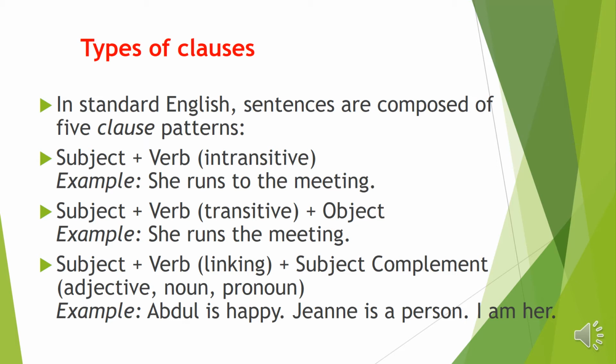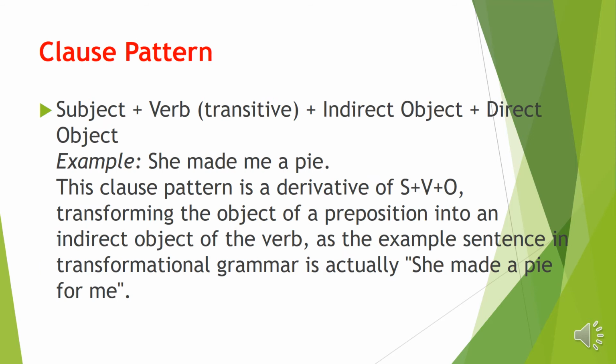Again, our types of clauses. Remember, in standard English, we have five clause patterns. Subject plus verb, which is an intransitive verb. Subject plus transitive verb plus object. Subject plus linking verb plus subject complement: adjective, noun, and pronoun. Subject plus transitive verb plus indirect object plus direct object, which is the IO-DO pattern.